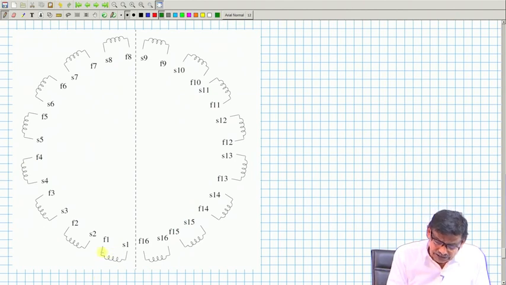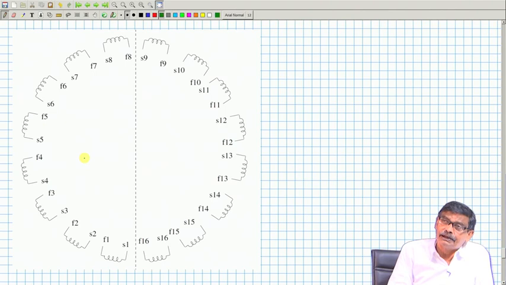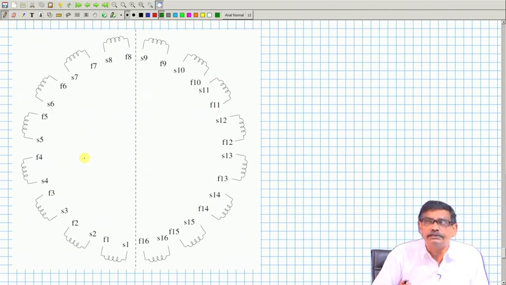Therefore, all these 16 coils I have shown like this, they are displaced from each other by the angle 360 by 16, that is 22.5 degrees, and so on. And what I have done? I have connected all the coils in series. So, I have done it like this.